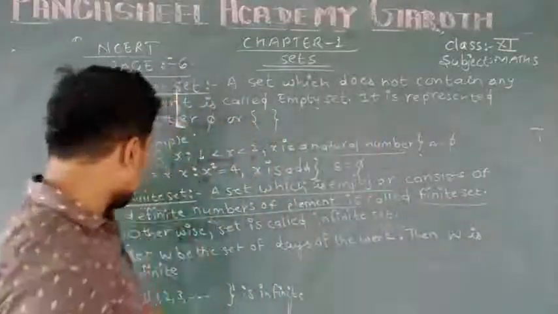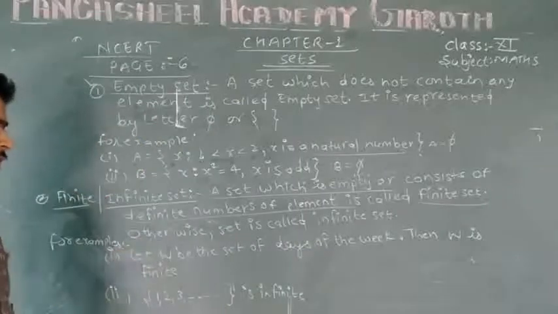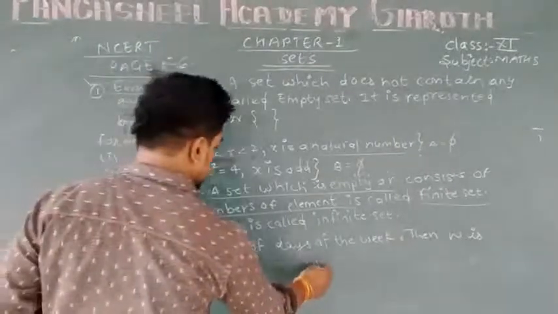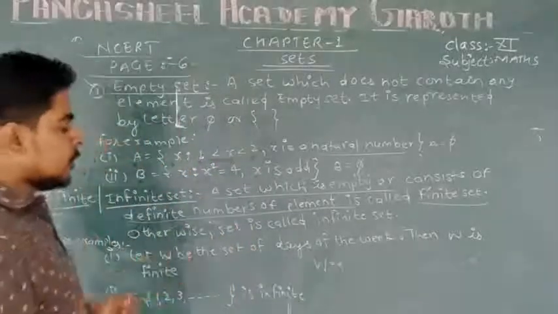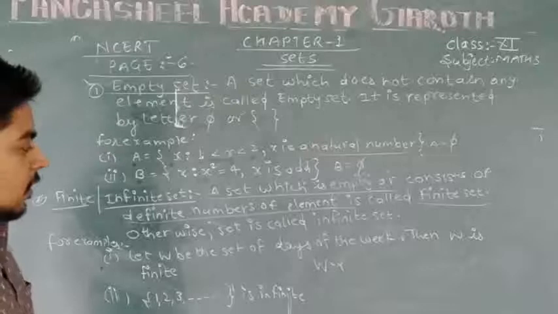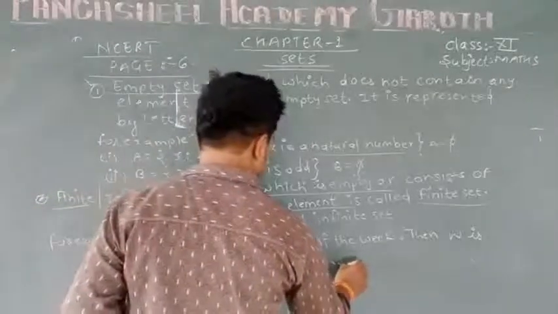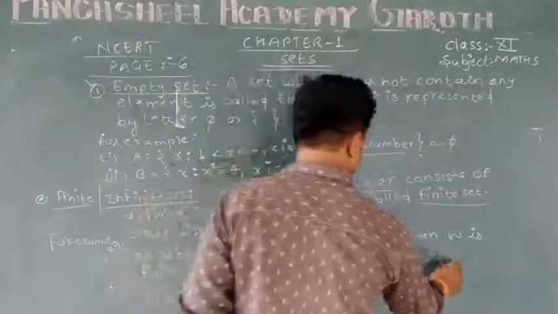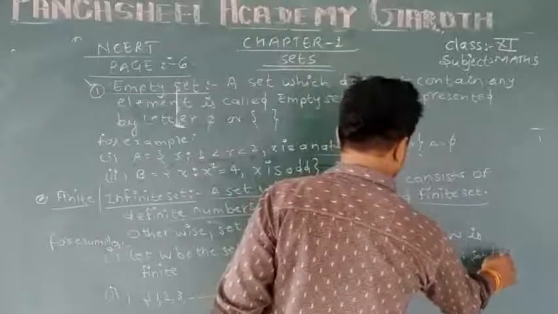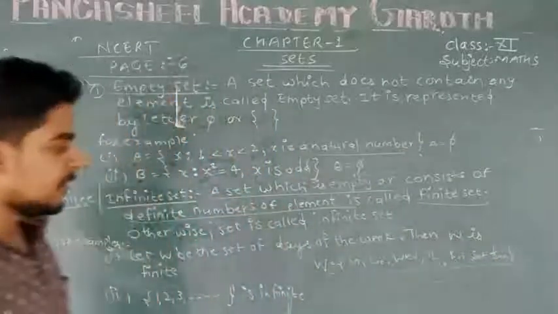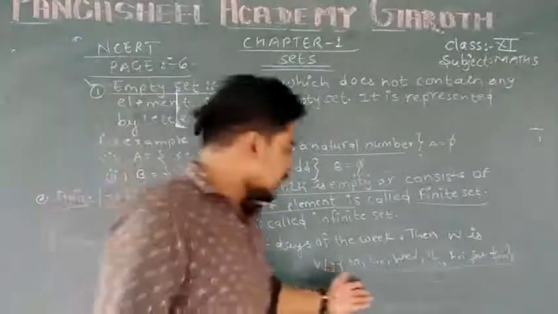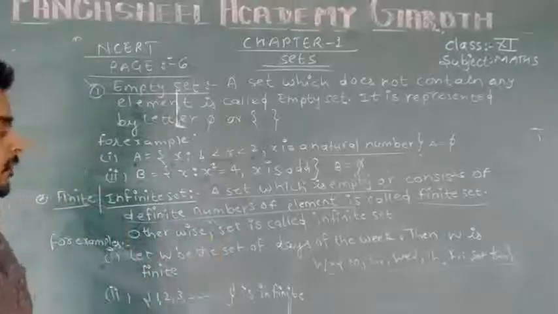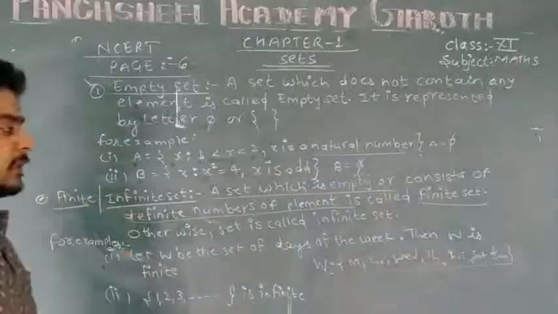For example, let W be the set of days of the week. For a week, the number of days is fixed, because if W is the set of days of a week, then they are fixed: Monday, Tuesday, Wednesday, Thursday, Friday and Saturday and then Sunday. Because the number of days is fixed for a week, that is 7, therefore W is called a finite set because the number of elements in it is finite.